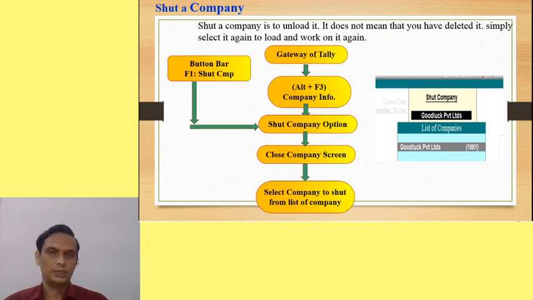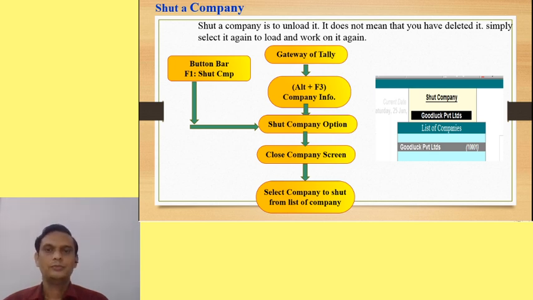Shut a company means to close a company. When we do not want to work on the current company, at that time we should shut the company to free the memory. Shut company can be accessed in two ways. On the button bar, the F1 shut company button can be pressed, and after pressing that, it goes to the shut company option.